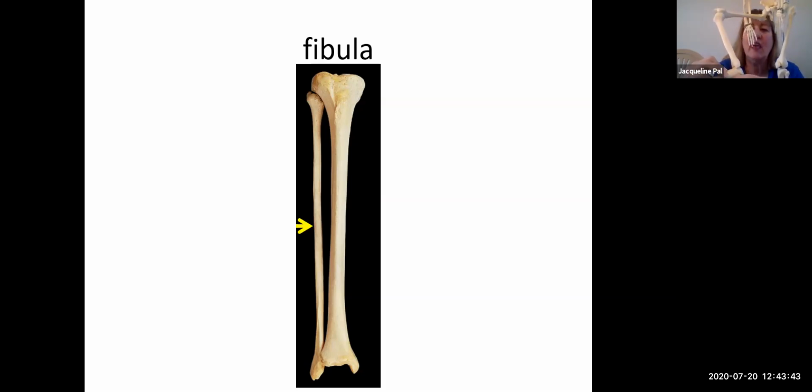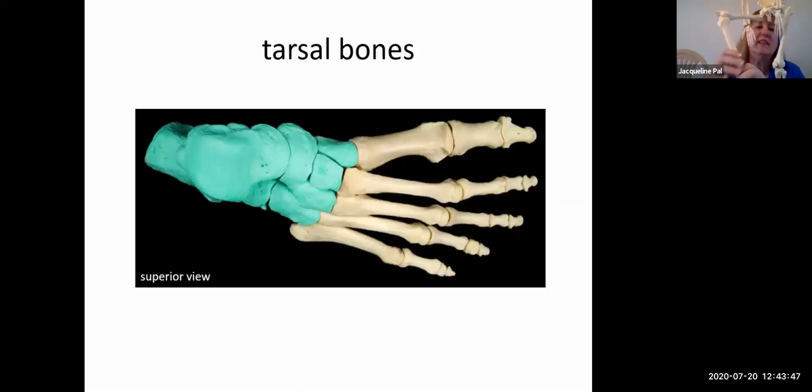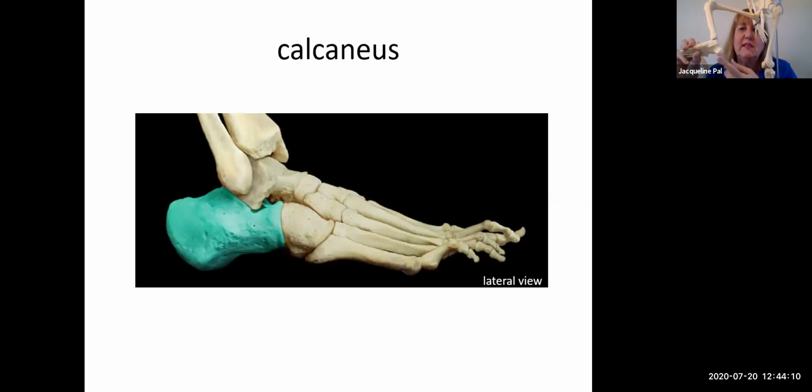Then we have ankle bones. So in the wrist, we had 8 wrist bones. In the ankle, we have 7 ankle bones, and they are collectively known as tarsal bones. So carpal bones in the wrist, tarsal bones in the ankle. Now we are going to learn the names of 2 of these tarsal bones. The first one is the heel bone, and that is called the calcaneus.